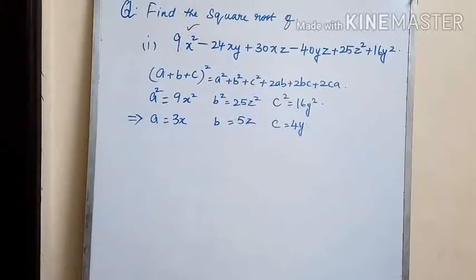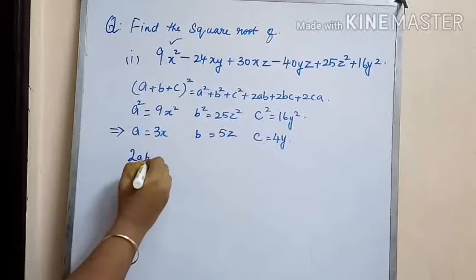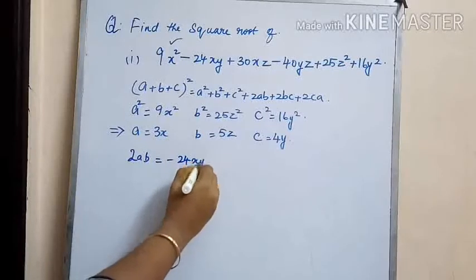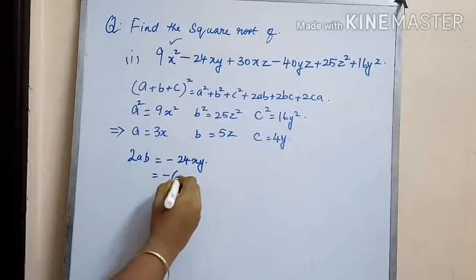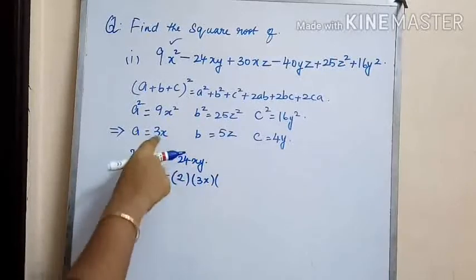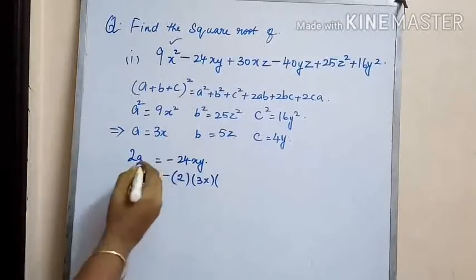We have a few negative symbols here. So let us consider 2ab, which is 24xy, which can be factorized as minus 2 into a is 3x and b is 5z. So it should not be b here, it should be c.